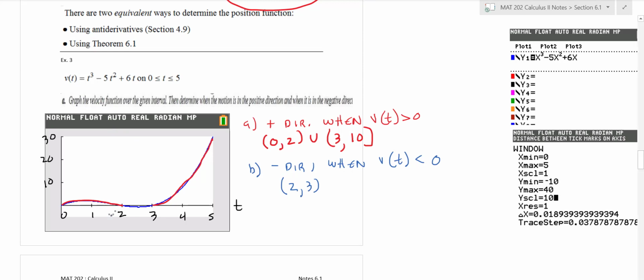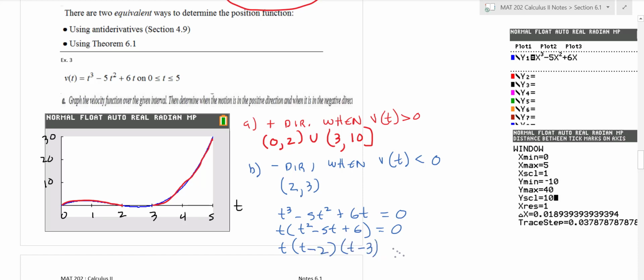By the way, you can find these zeros with your graphing calculator. You don't always want to go by looks, but if you take this function and set it equal to 0 and solve this equation by factoring, you're going to get these zeros. So I'm just going to review this real quick. Factor out a t, you'd have t squared minus 5t plus 6. This is a trinomial that factors. This factors as t minus 2, t minus 3 equals 0.